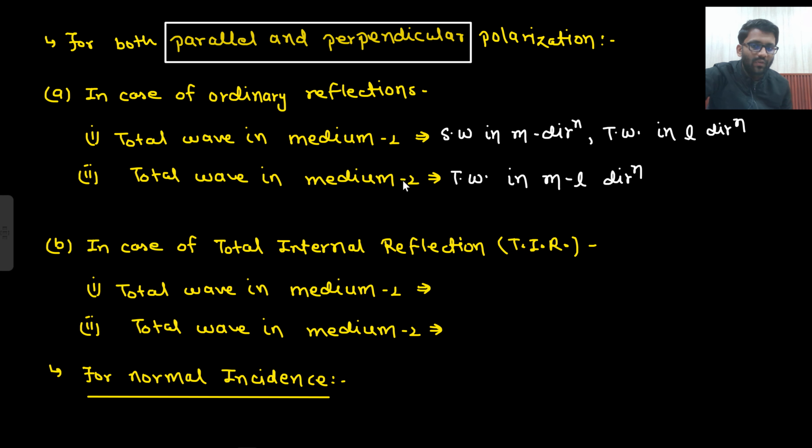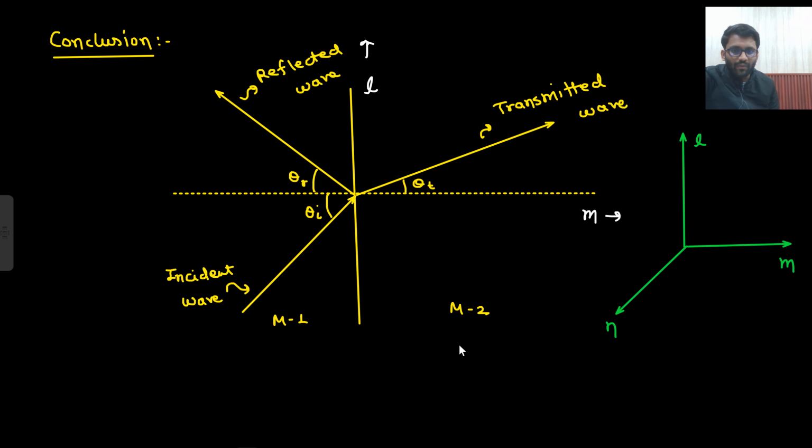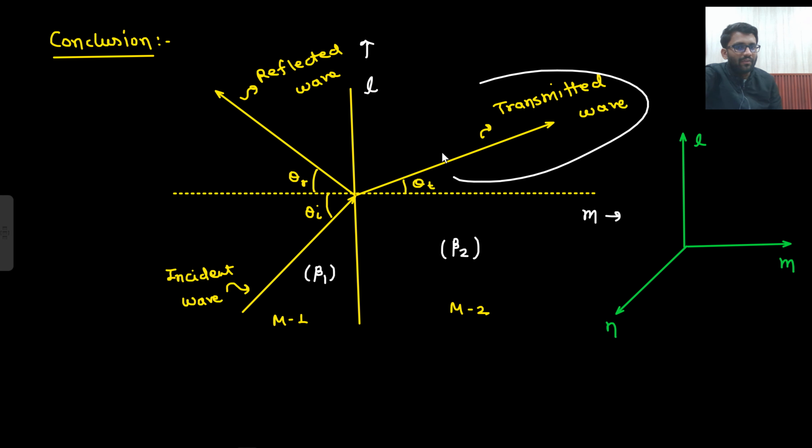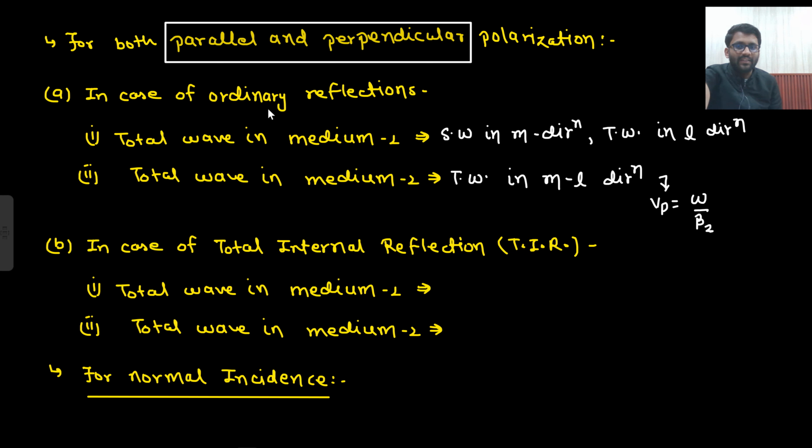But in this case, what will be the velocity? That will be simply Vp equals omega upon beta 2, right? For medium 2 I am having beta 2, and for the first medium I am having beta 1. So that will be omega upon beta 2 because this is the normal wave. This is the case of ordinary reflection, not total internal reflection. So this is the simple wave: Vp equals omega upon beta 2. That formula we need to apply.